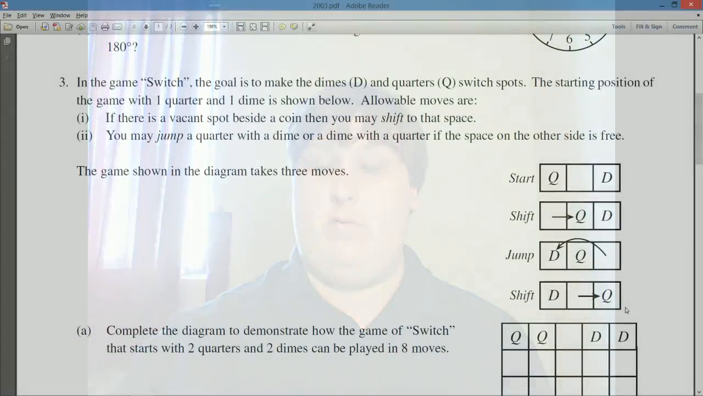Hello everybody and welcome back to the 2003 Gauss paper. We're on to question number 3. Hopefully you've had a chance to take a look at question number 3. I'm just about to, so let's dive in and see what we can see.